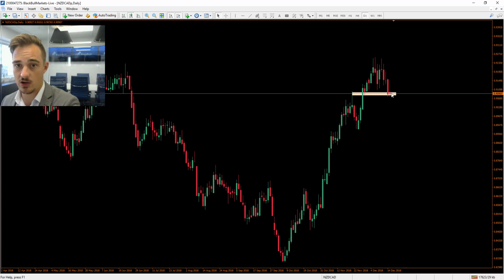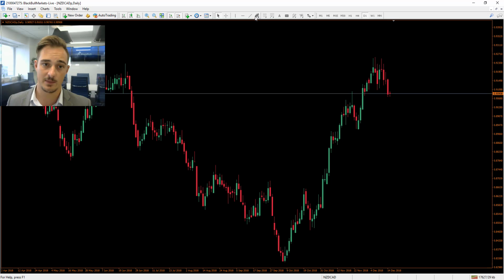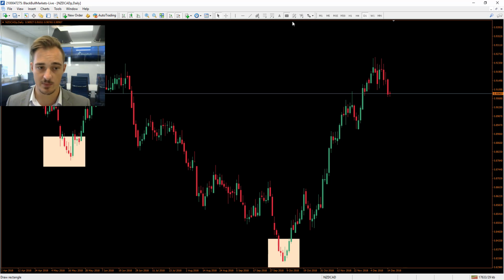And again, even on the daily, we can see a bit of a head and shoulders that could possibly develop. So again, we've got our left shoulder, our head over here, and we can see a possible right shoulder right over here.